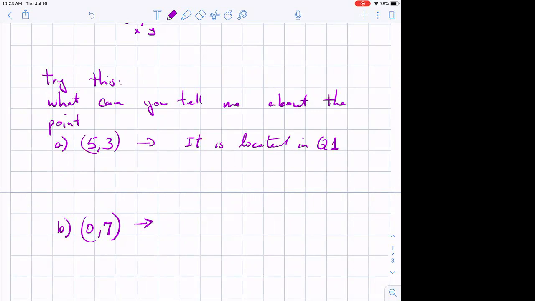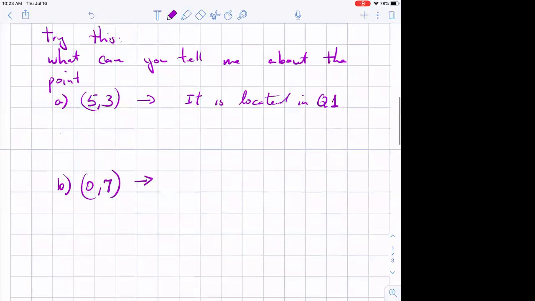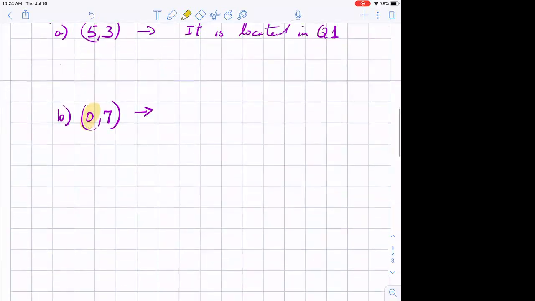Okay. How about B? What can you tell me about point B? Okay, so that one will be in quadrant 2. Since quadrant 2? I mean, sorry, quadrant 1, right? I don't know. It's in between, because it's on the y-axis, right? On the x-axis.